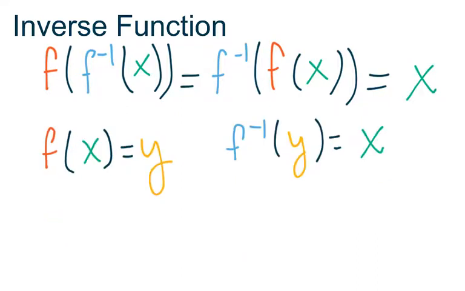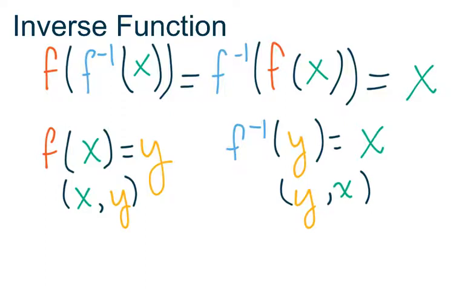In terms of points, if I take an x and I plug it into my function f, I get out a y. So what the inverse does is I can plug in that y and it tells me what my original x is. So that means if I have a point x, y on the graph of my original function f, that point is going to correspond to the point y, x in the graph of my inverse function.